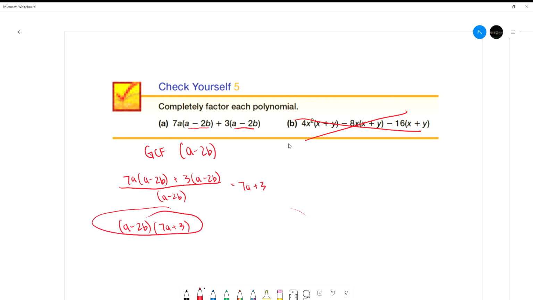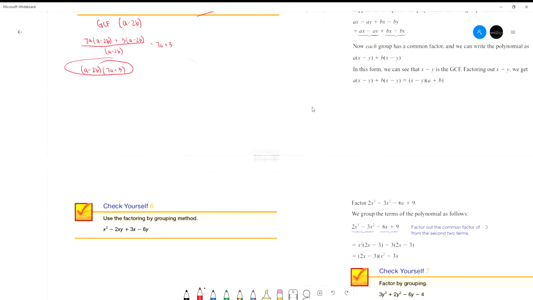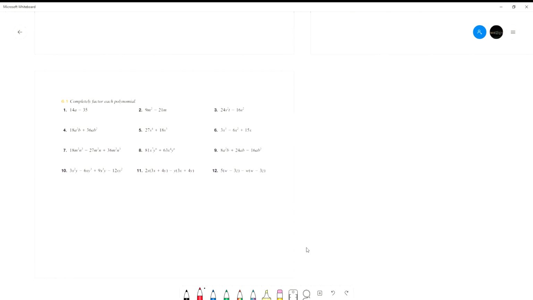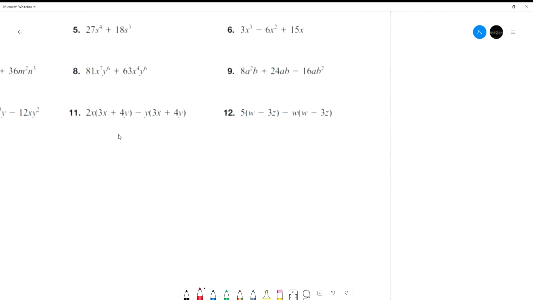Does that make sense or not quite? Anyone need to see one more example of this? Anyone? Okay, let me see here. Here's an example here. We could do number 11. You see over here, number 11? What's the GCF? The GCF for this problem.